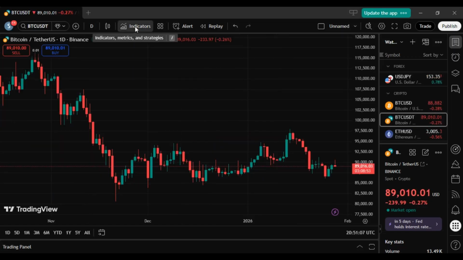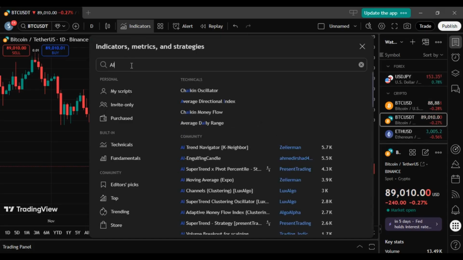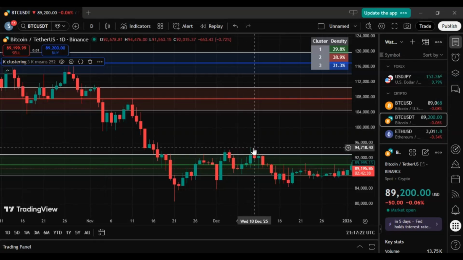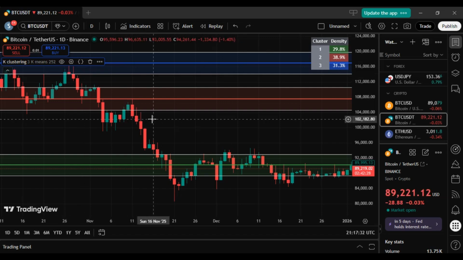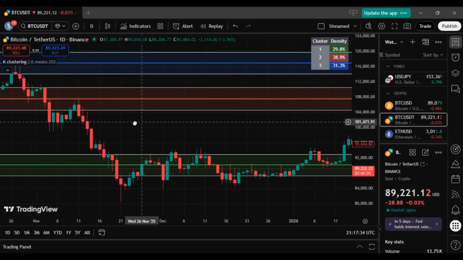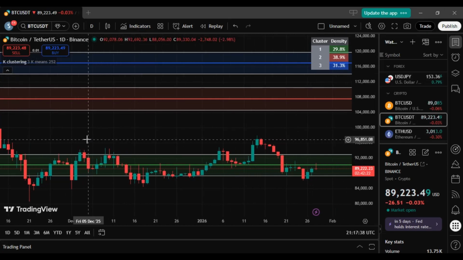The second category is resistance and support indicators. Now on the screen, I'm applying an AI-based support and resistance indicator. This is very different from traditional support and resistance lines. So don't think of this as just one support and one resistance. Instead of drawing fixed lines, this indicator uses machine learning to analyze where price has spent the most time in the past. It groups price activity into different clusters, which represent important price zones.